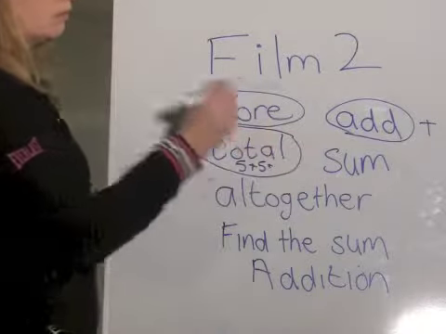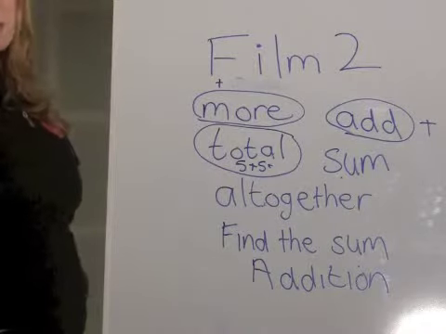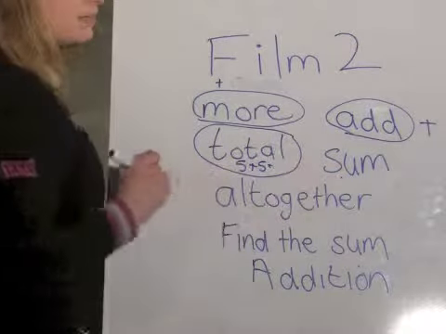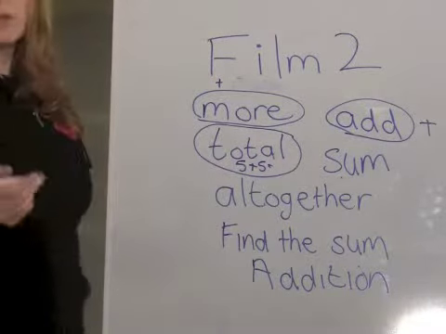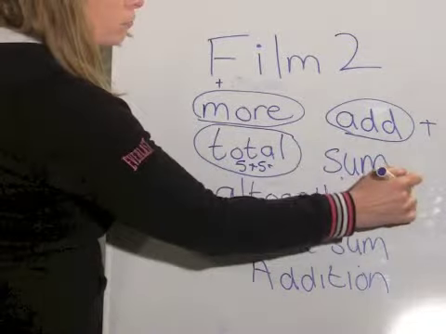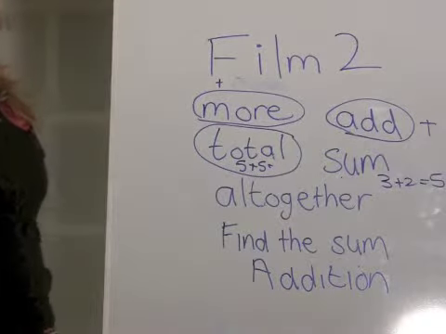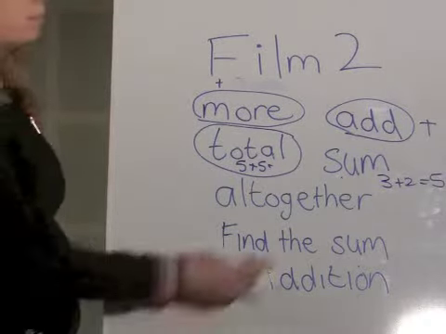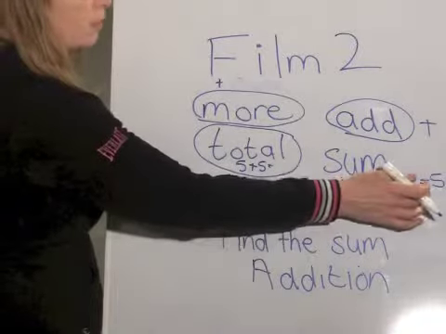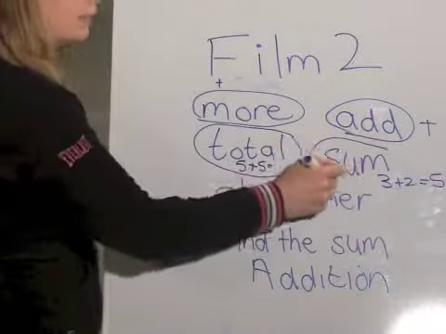So another word that we use with addition. Sum. Find the sum. The sum is the answer that you get when you've added something together. So the sum of 3 plus 2 is 5. The sum of 3 and 2 is simply 3 plus 2 equals 5. Sum, more, adding.